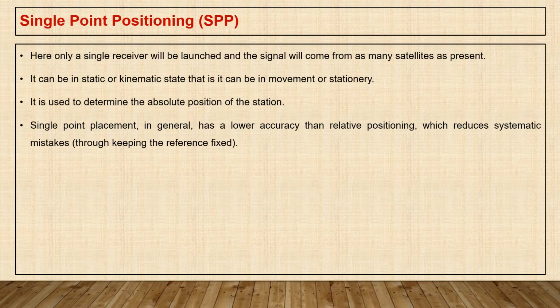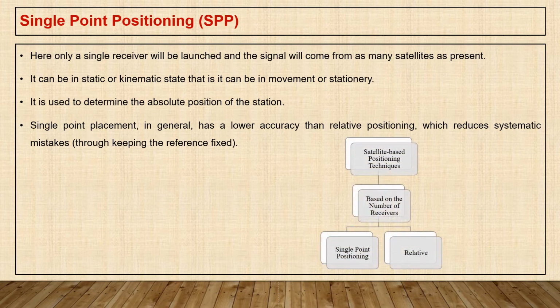Here is the introduction to SPP, that is single point positioning. Here only a single receiver is launched and the signal comes from as many satellites as are present. The focus is on the position detection of only one receiver, with many satellites giving the signal. It can be in a static or kinematic state, and it is used to determine the absolute position of the station. Single point positioning in general has a much lower accuracy than relative positioning. These two concepts, single point positioning and relative positioning, depend on the number of receivers in satellite-based positioning techniques.